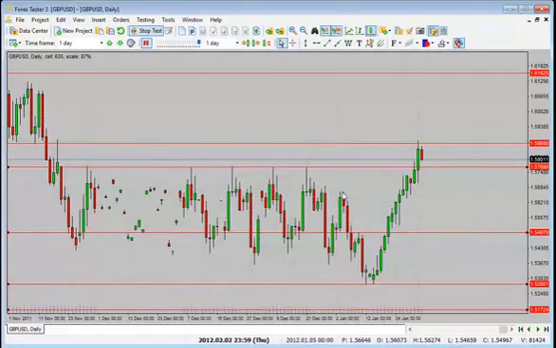So, Ramit, I hope I'm pronouncing your name correctly, as a consolidation. All right, let's see. We could, yeah, that's a very valid point. We could consolidate here, or this could be a pullback for a continued move higher, but we have to clear this resistance area first.